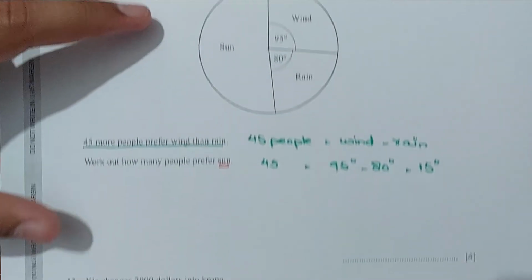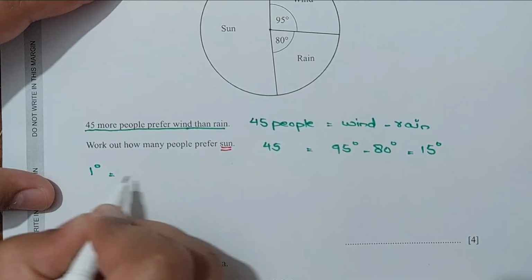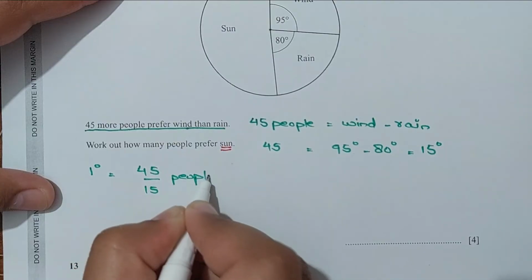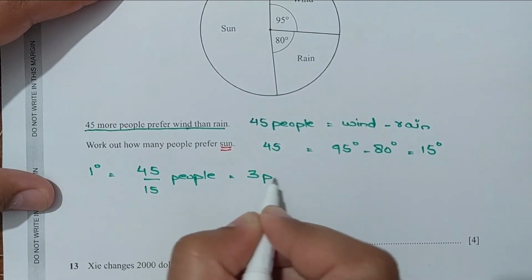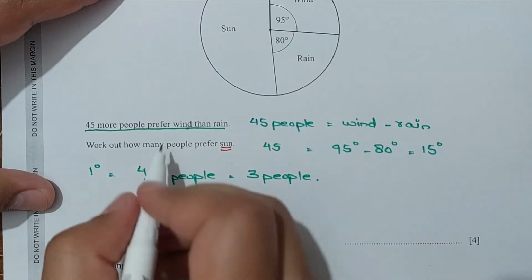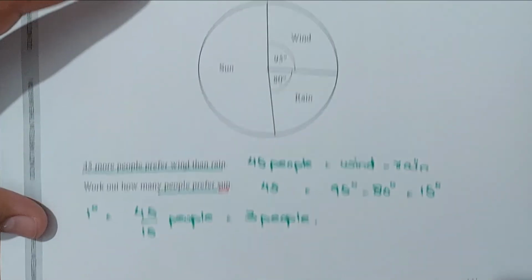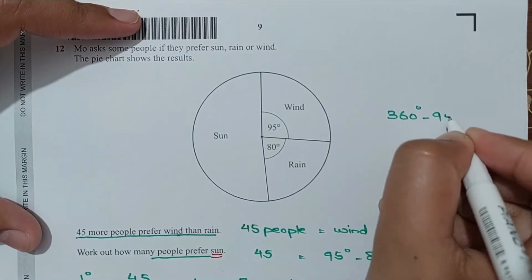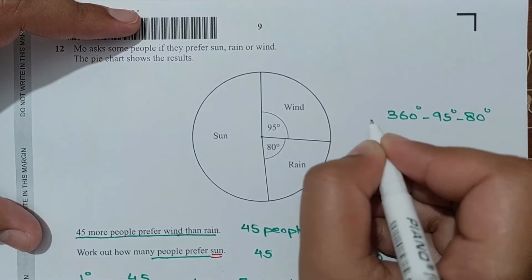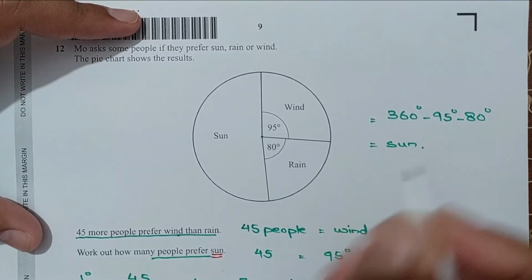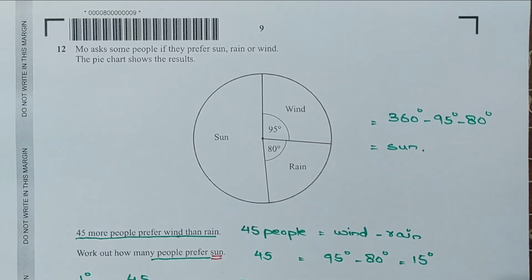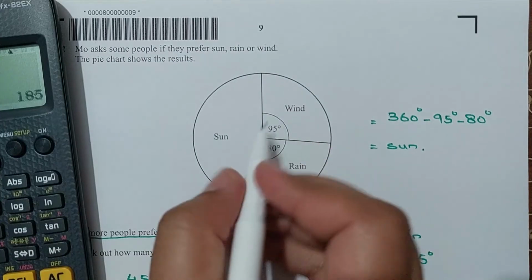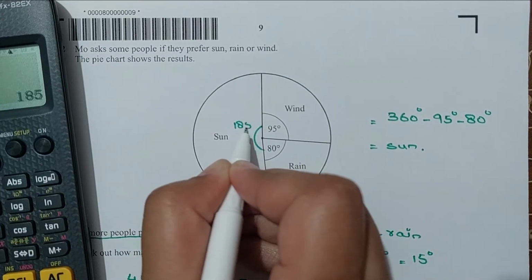If 15 degrees equals 45 people, what is 1 degree? 1 degree equals 45 over 15 people. So 45 over 15 is basically 3. So 1 degree represents 3 people. We have to find the number of people who prefer sun only. The complete pie chart is 360 degrees. From 360 degrees subtract 95 degrees and subtract 80 degrees, and you will get the answer for the sun in degrees. Let me calculate it. 360 minus 95 minus 80 is 185. So the sun is 185 degrees, right?